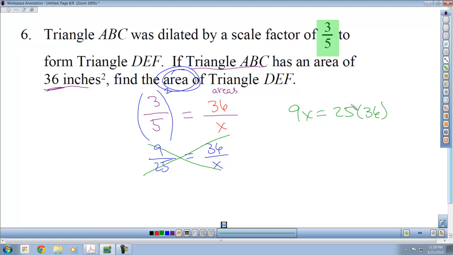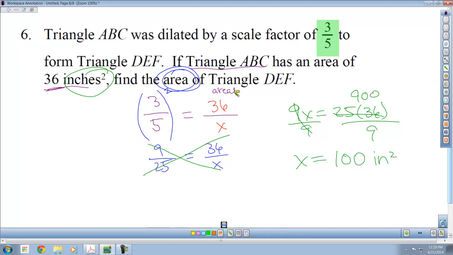25 times 36 equals, that comes out to, I'm going to work this out, 900. When I divide both sides by 9, I get x by itself, and 900 divided by 9 comes out to be 100, and we're dealing with what? Square inches. 100 inches squared for the area of the larger triangle.